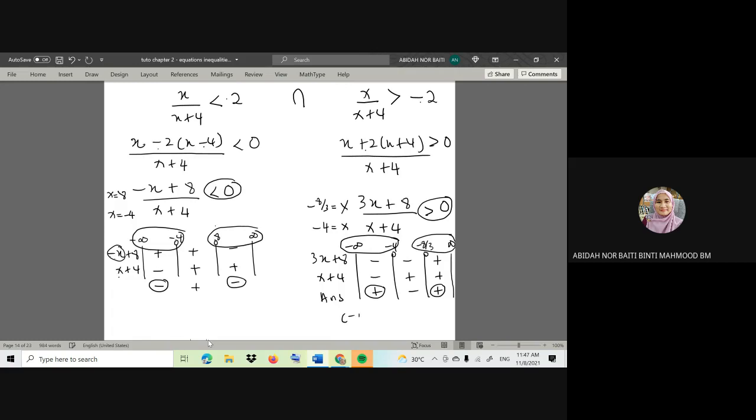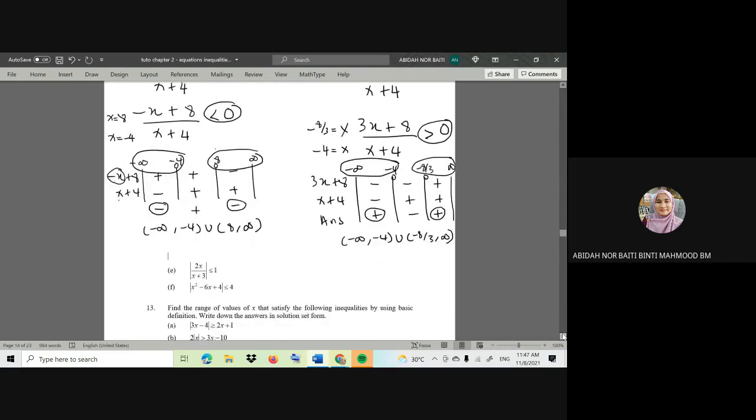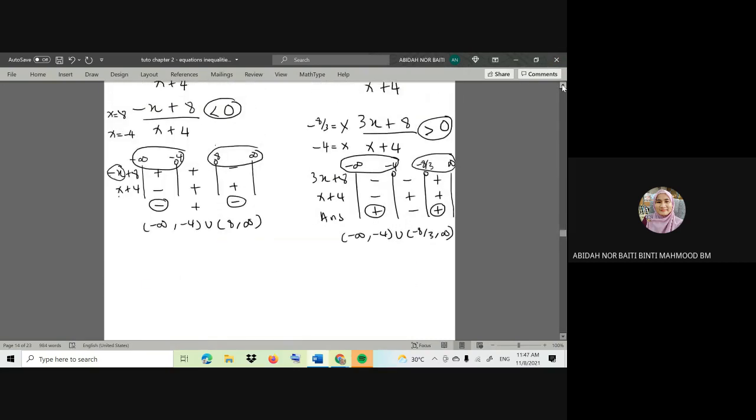So your answer is negative infinity, negative 4, union, negative 8 over 3, positive infinity. Ini mana jawapan ni tak tulis ya, negative infinity, negative 4, union, 8, positive infinity. Then, how to find your final answer? Jadi kita cari final answer kita. We combine all these answers ya. Combine semua jawapan akhir kita ni.